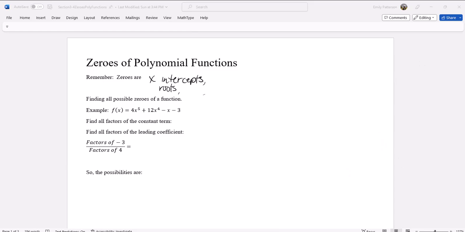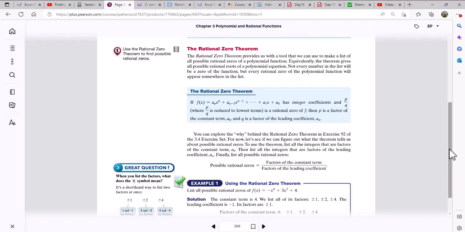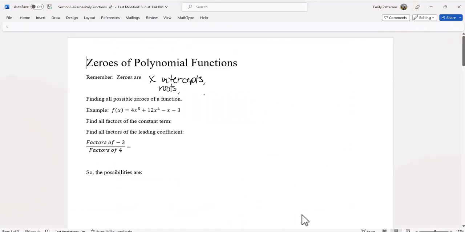Well, let's look at the book. So we have this rational zero theorem, which is talking about the coefficient of the lead term and the constant in the end, and that relationship in between. But finding the possible rational zeros is basically summed up right here, where the factors of the constant term over the factors of the leading coefficient create all the possible combinations. So let's go into this and work this out.